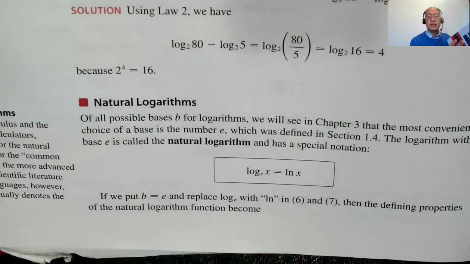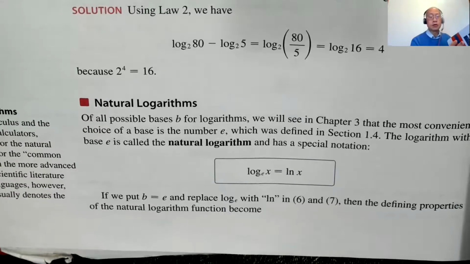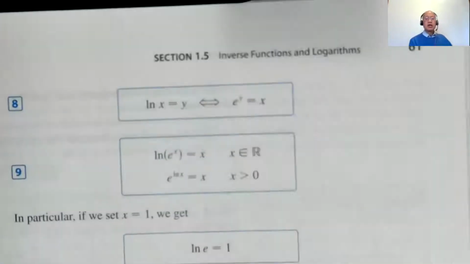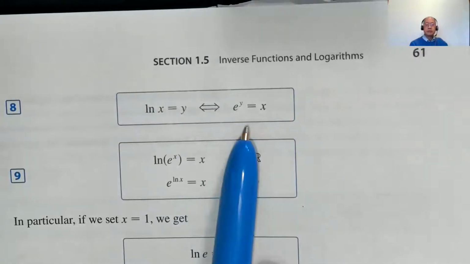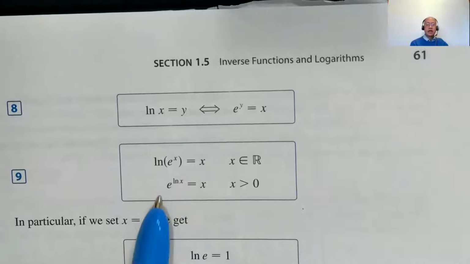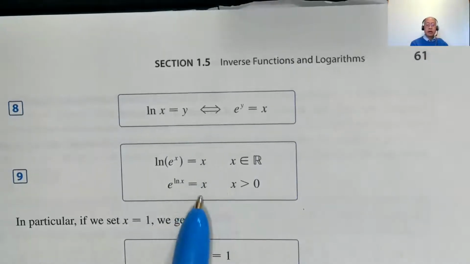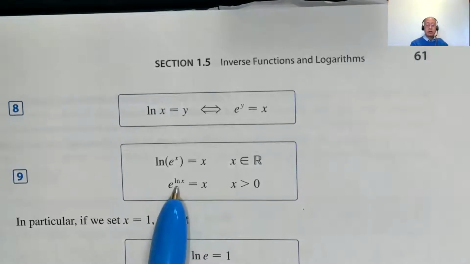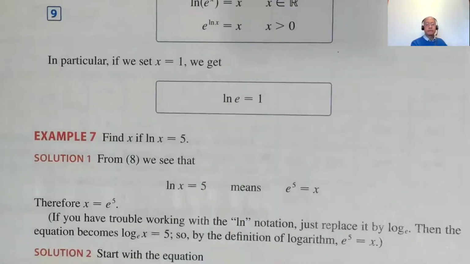In particular, log base e of x means ln of x, natural log, log base e. ln x equals y means the same thing as e to the y equals x. And the cancellation laws: ln of e to the x is x, and e to the ln x is x. Here, x can be any real number. Here, x has to be positive because we can only take a natural log of positive quantities. And among other things, that means ln of e is 1.